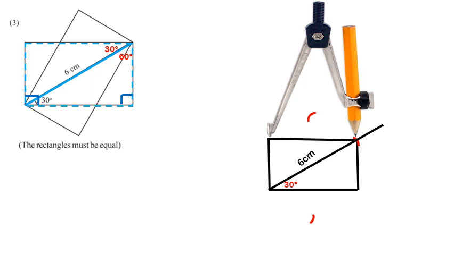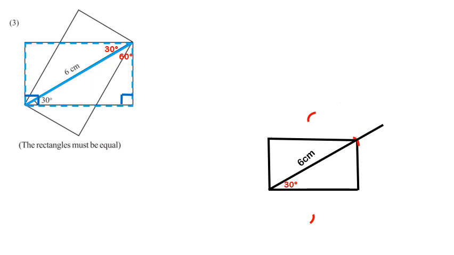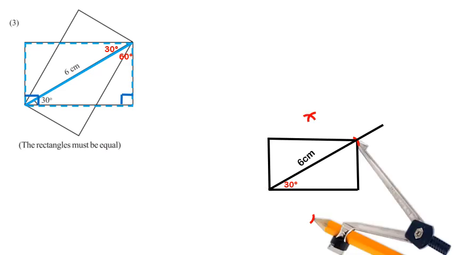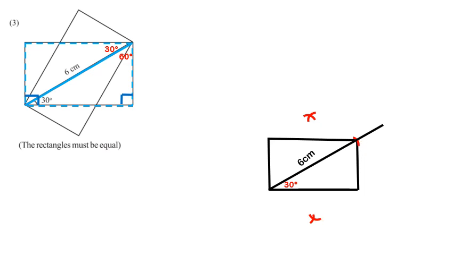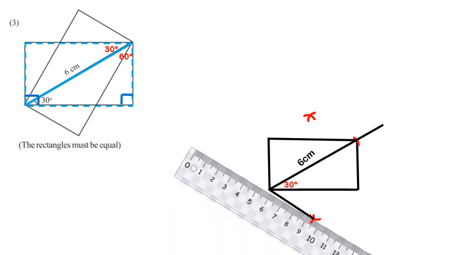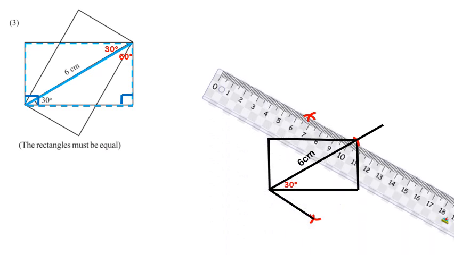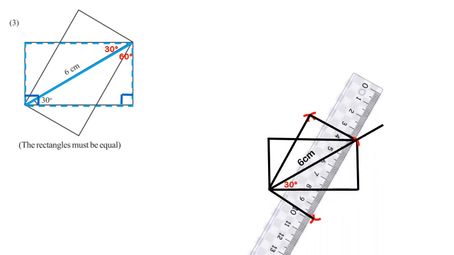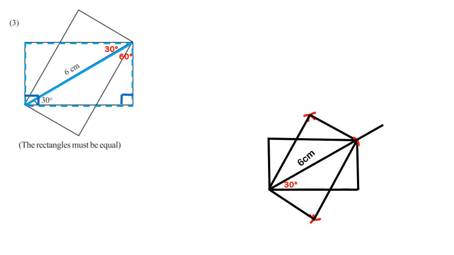Then take the measure of its length and draw another set of arc from the end of same diagonals. And ensure that both arcs are intersecting the first set of arcs. Then join these intersecting points by using a ruler. And complete second rectangle. Then we get the required pattern.